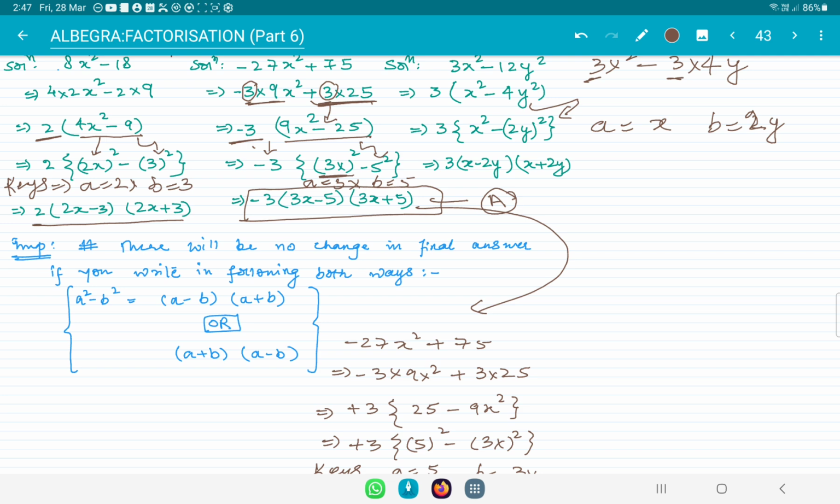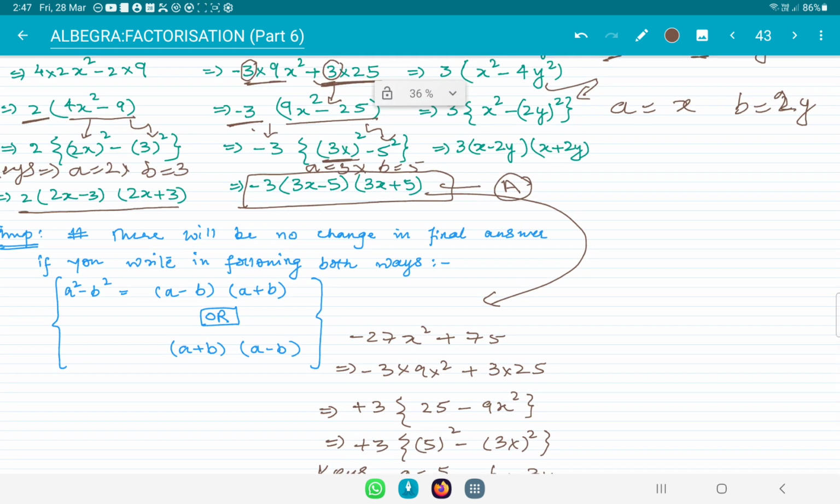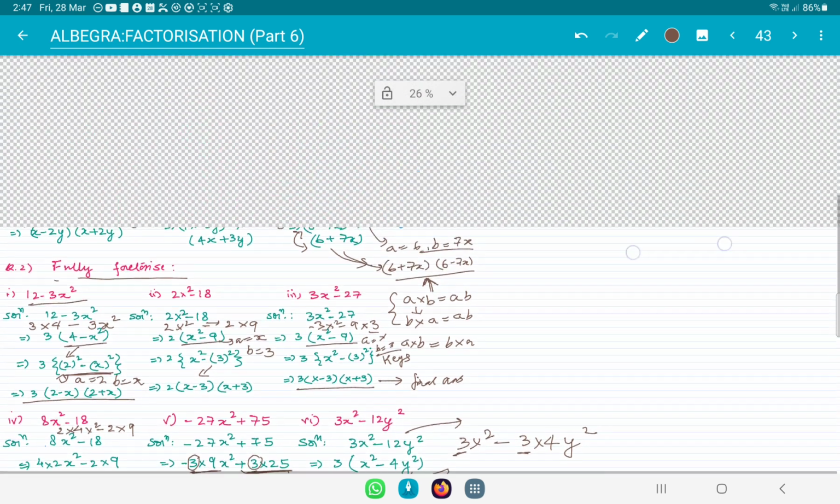Okay, now this thing is important in this video, that there will be no change in the final answer if you write in either of the following ways. You know a square minus b square is equal to a minus b into a plus b, but if you write your answer as a plus b into a minus b, it will also be right, because it follows the commutative law of multiplication. Okay, so just revise it.